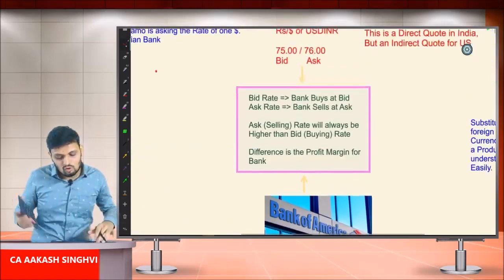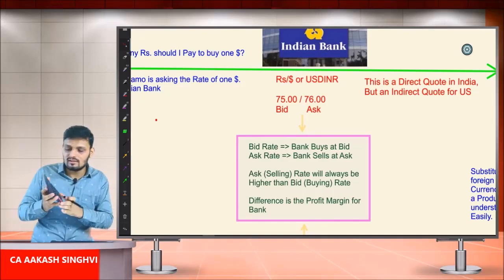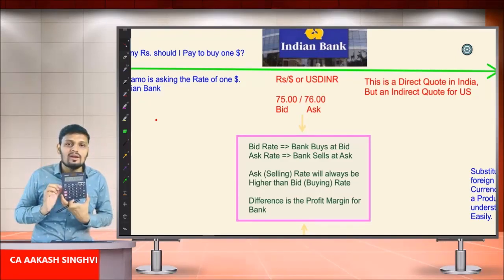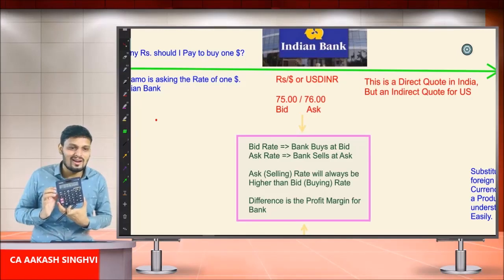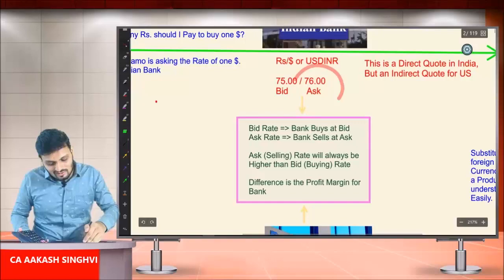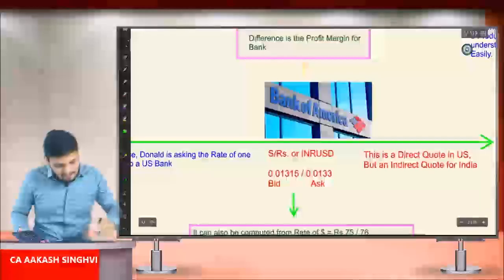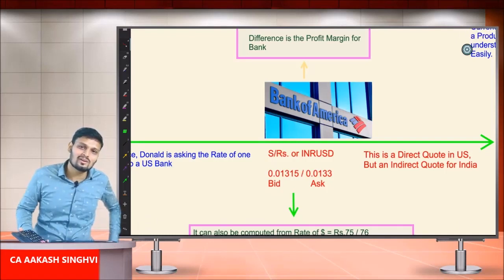Now, just do 1 divided by 76. The answer is 0.01315, right? So the ask rate of dollar will become the bid rate of rupees. The logic is very simple. Don't get complicated or confused.